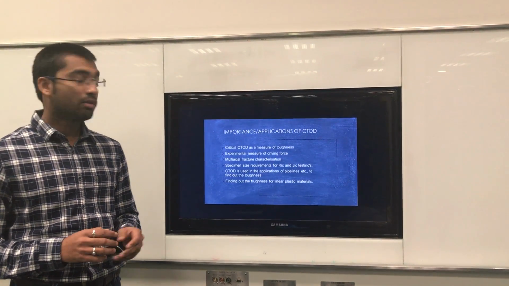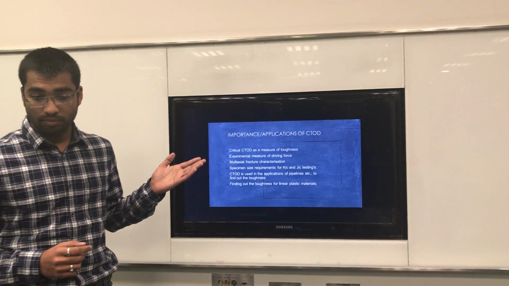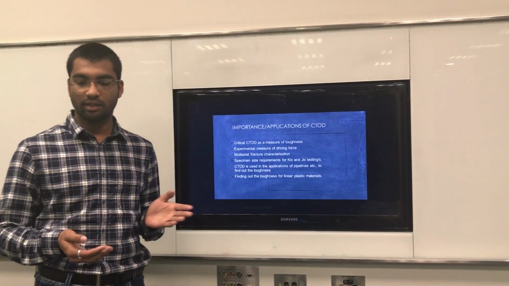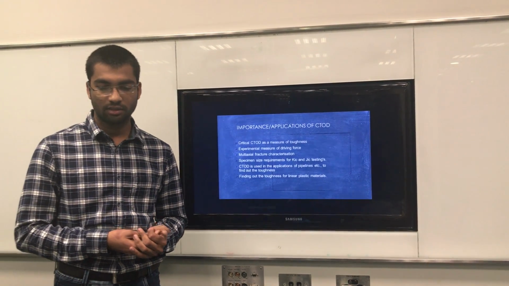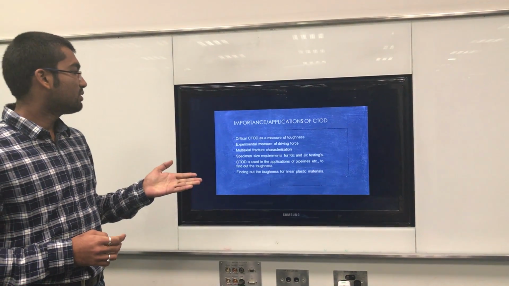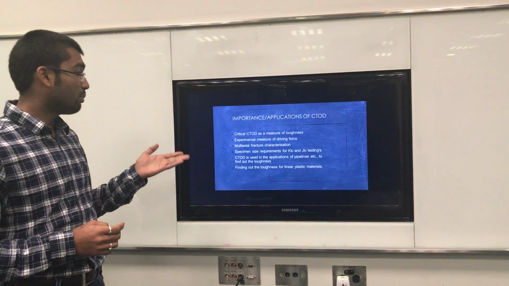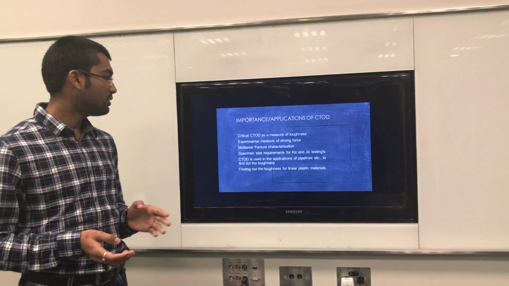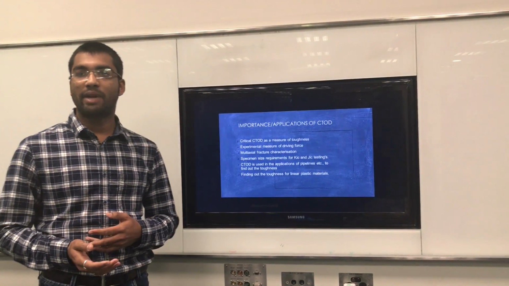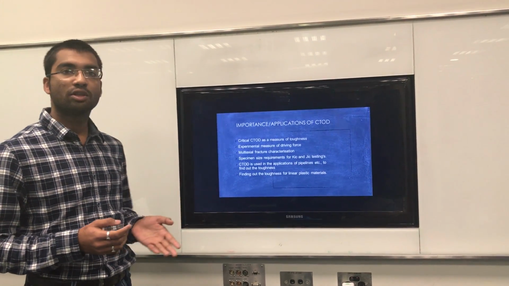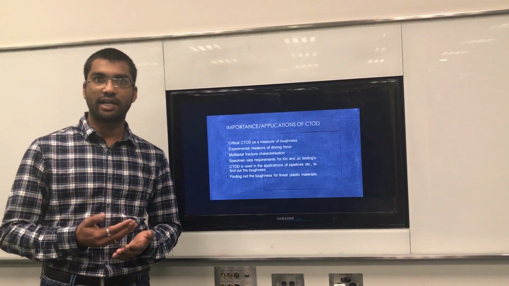Coming to the slide, you have to know the importance and applications of where the CTOD is applied. It can be applied in multi-axial fracture characterization and in finding out the toughness of plastic materials, and it is also used as an experimental measure to find out the driving force.